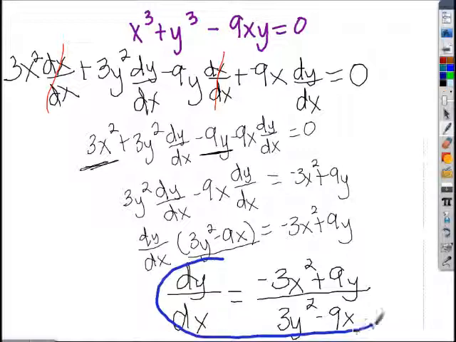Defined explicitly. We have dy over dx on one side, and then my derivative on the other. And that was implicit differentiation, where x and y are mixed in together.